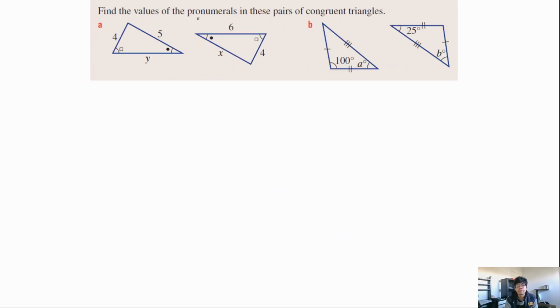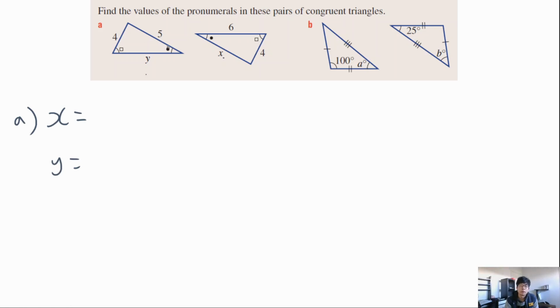This one says, find the values of the prime numerals in these pairs of congruent triangles. So it's telling us that these triangles are in fact congruent, and we need to find out what x equals and what y equals. And in this question, we need to find out what the angle A is and what the angle B is. Alright, so let's start with question A. We need to find the length of x and the length of y. So we know that they are congruent, we just need to find the corresponding sides.